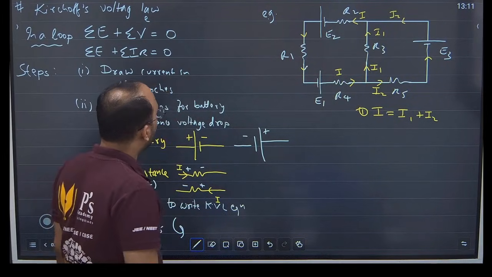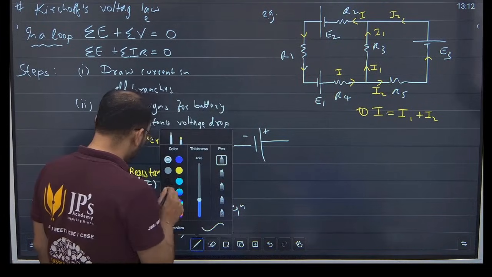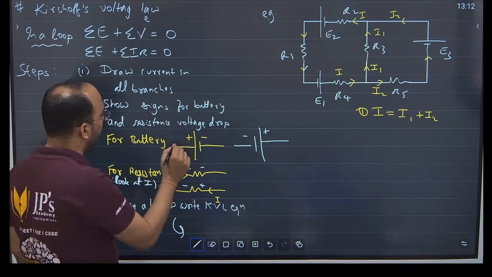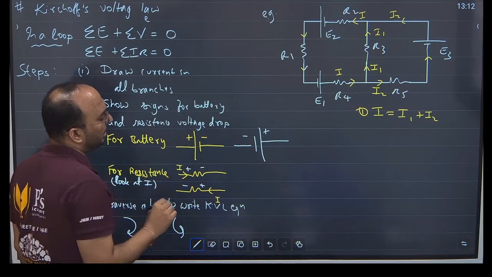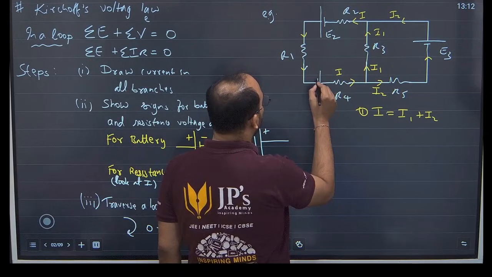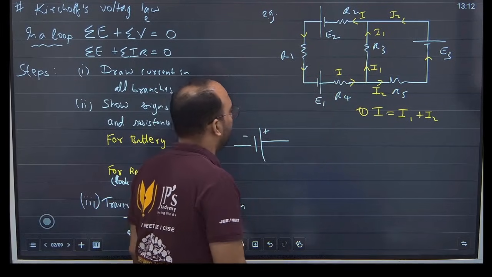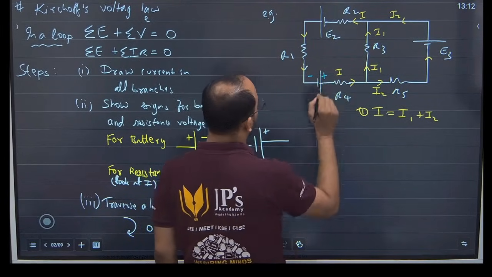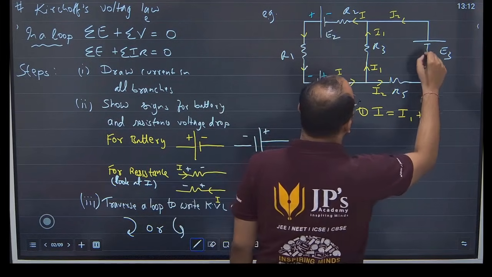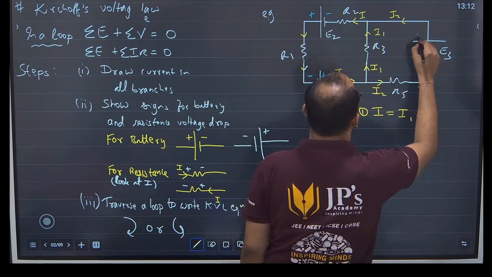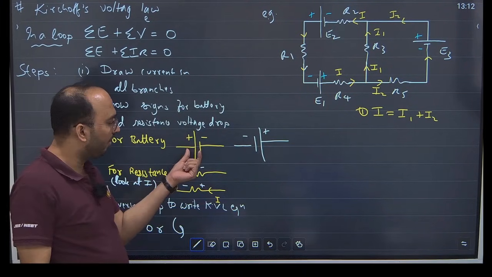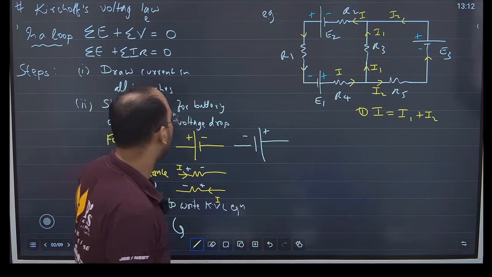That's step number 1. Step number 2, draw the signs. I'll use a different color pen. First, the easiest to make is the battery. The battery symbol itself tells me which is the higher potential and which is the lower potential. Look at this E1. The smaller length will always be the lower potential, right? So this is minus, this is plus. Same goes for this one. This should be plus, this should be minus, and for E3 this should be minus and this should be plus. Make sense? The battery symbol itself will tell me which is the higher and lower potential.